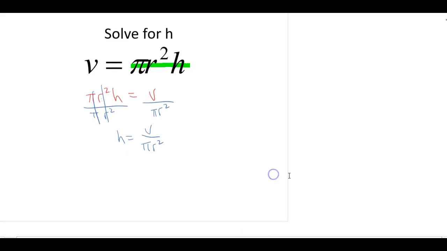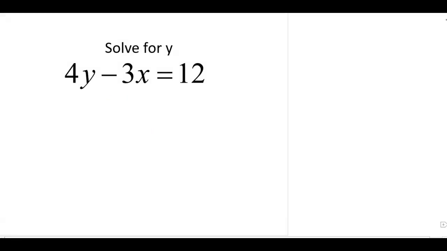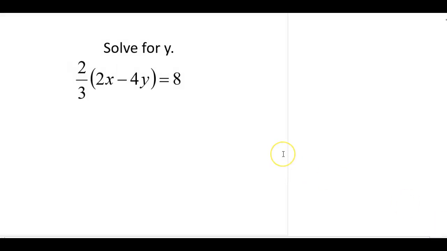Alright, so a lot of this probably is like, why are we doing this? When you go to science class, you will do this a lot because you won't always solve for the same thing over and over and over. So it allows you to recreate formulas to help you understand how to find other answers quickly.